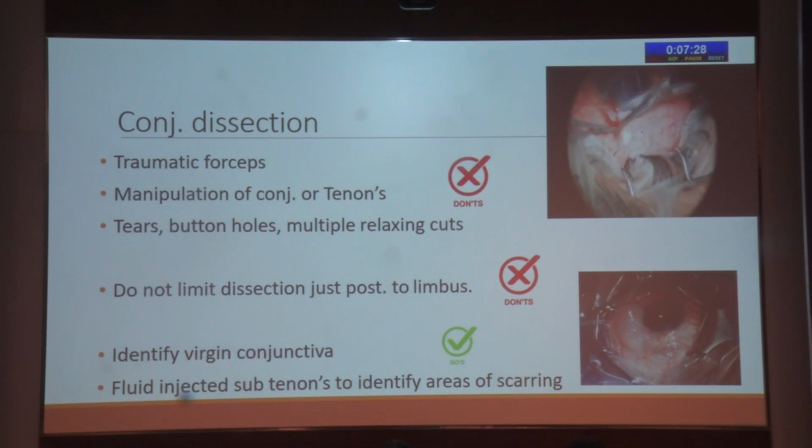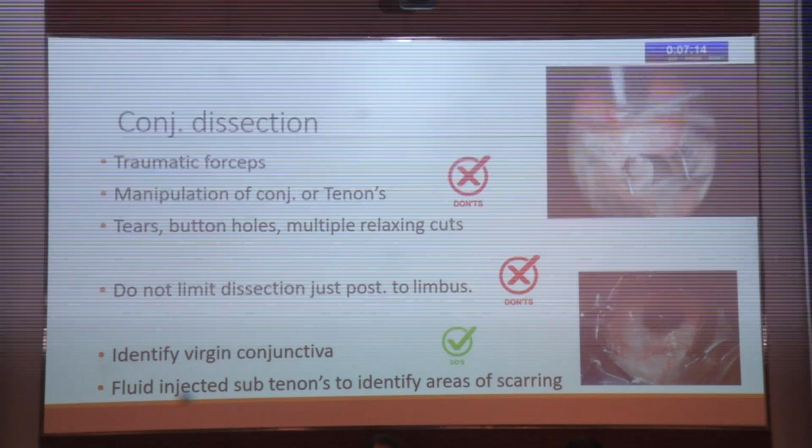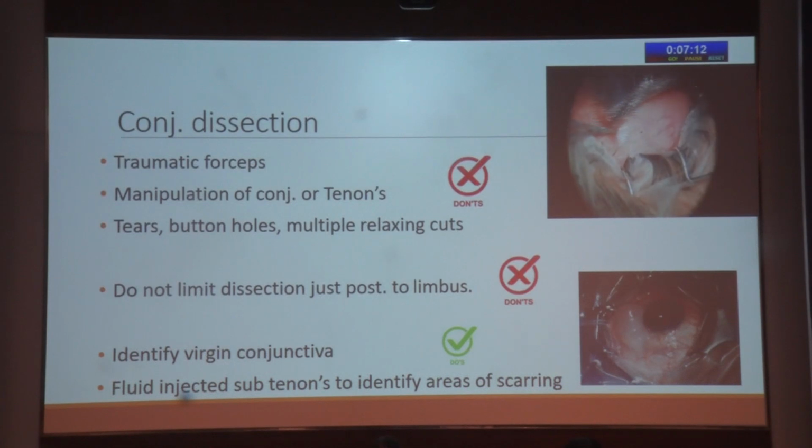Never use traumatic forceps to handle or manipulate the conjunctiva. Avoid any kind of excessive manipulation of the conjunctiva or Tenon's, and see that you do not cause any tears, buttonholes, and also avoid multiple relaxing cuts, because that again will necessitate a number of sutures. Do not limit your dissection just posterior to the limbus as you do for an MSICS surgery, but you have to create deep pockets all around, posteriorly and on the sides.